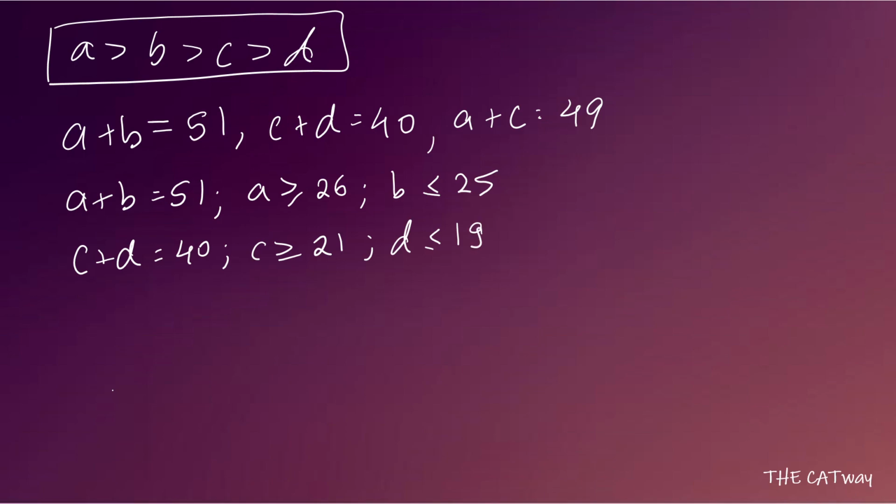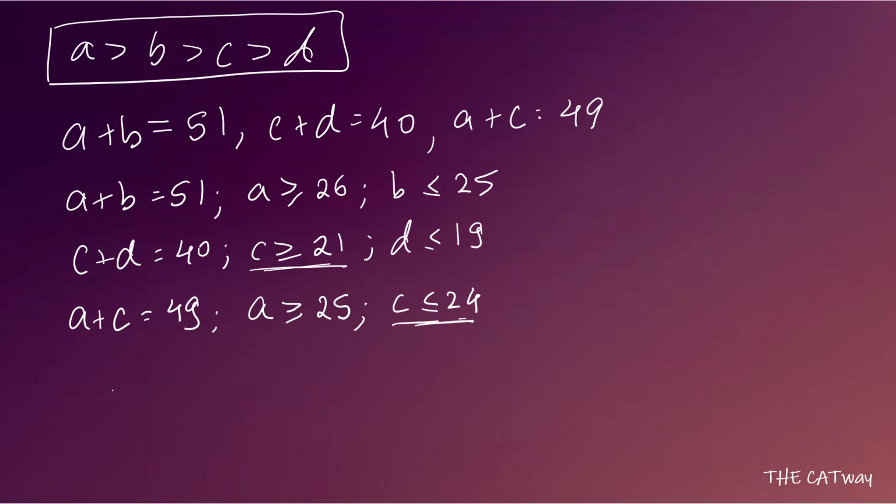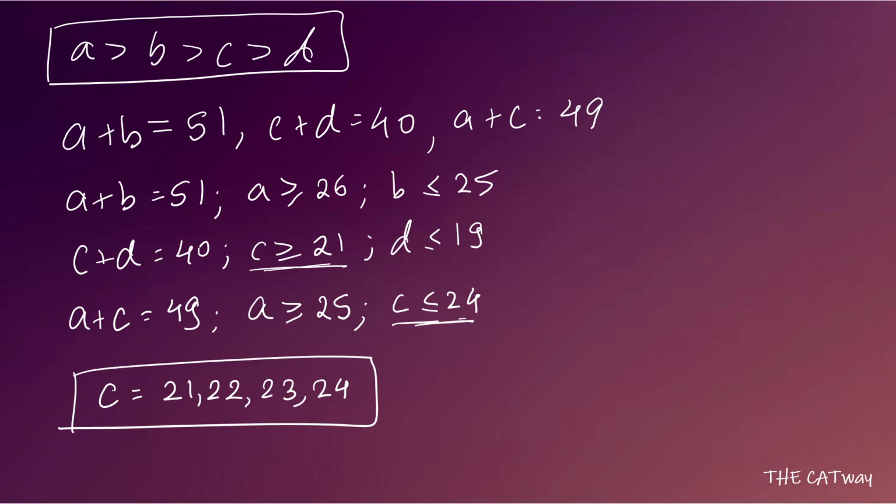Now coming to the third one, we have A plus C equal to 49. For this we can say that A is always greater than C, so A is greater than or equal to 25 and C is less than or equal to 24. Now when we combine this, we can see that C has to be greater than or equal to 21 and less than or equal to 24. So what are the possible values of C? We have 21, 22, 23 and 24. So these are the four possible values of C.